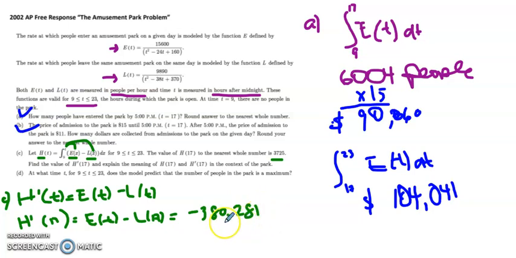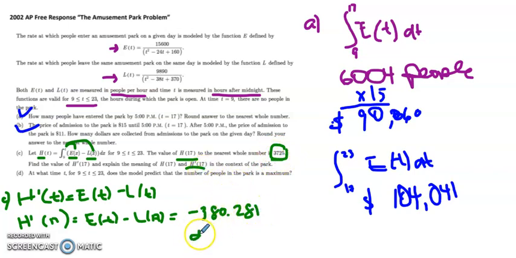Okay, so we know that there were 3,725 people in the park at 5 p.m. And that's what H of 17 is. So they said, what is H of 17 and what is H prime of 17? H of 17 says there are 3,725 people in the park at 5 p.m. H prime of 17 says that this number, the number of people in the park at 5 p.m.